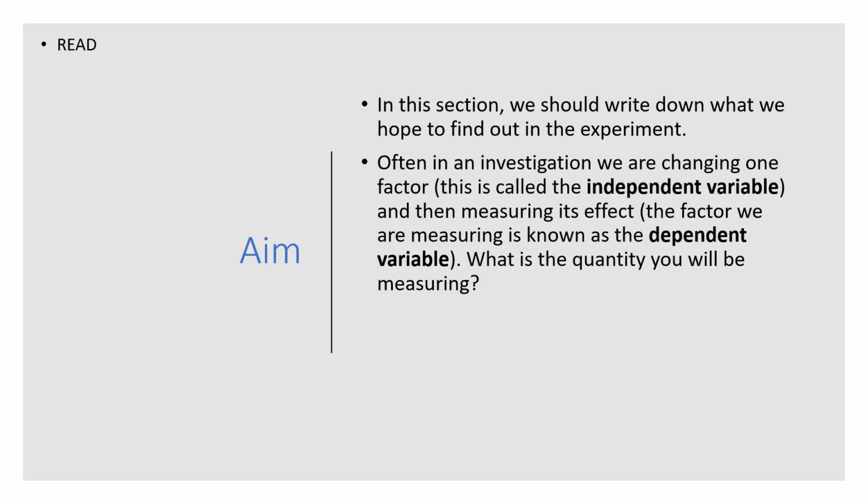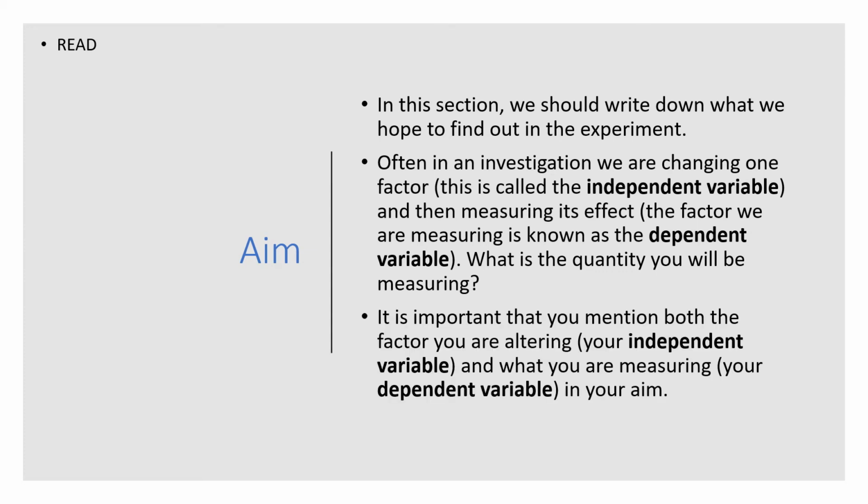in an experiment. Often in an investigation we're changing one factor, and that factor is what's known as the independent variable. And then we're measuring the independent variable's effect on another factor that we measure. And the factor that we measure is known as the dependent variable. It's really important in your aim that you mention both the factor that you're altering, your independent variable, and what you're measuring, which is your dependent variable.